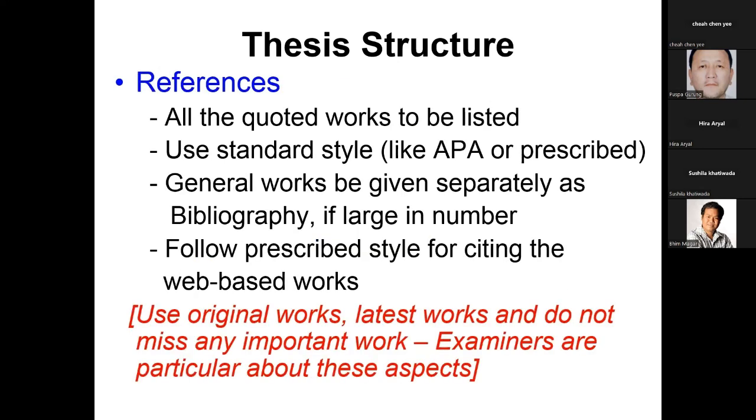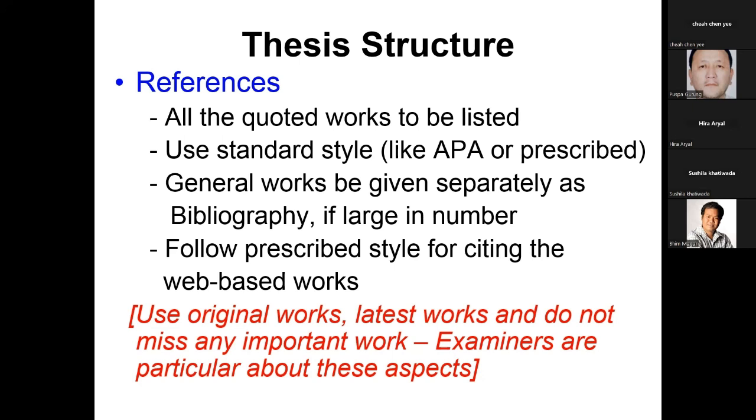Then lastly come the references. Here all the quoted works are to be listed. We'll discuss the bibliography in a separate class also, that is, which type of style: APA, American Psychological Association, MLA system, and Chicago Manual. These three are very popular and are used in making the references or the bibliography. So all quoted works are to be listed using a standard style like the APA system, MLA system, or Chicago Manual.